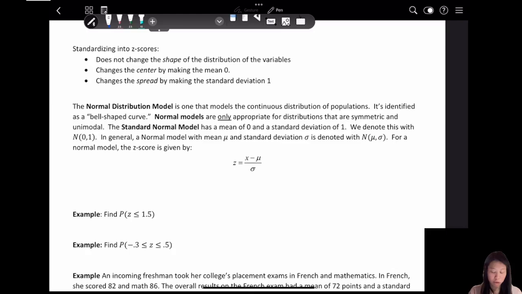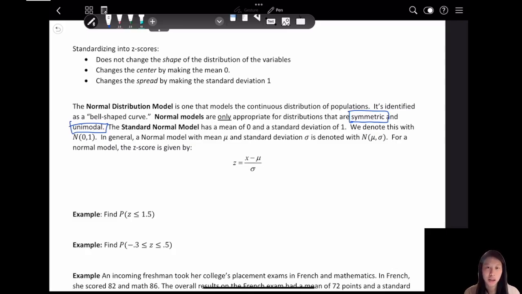Okay, so the normal distribution model is that continuous distribution of a population identified as a bell-shaped curve. Normal models are only appropriate for distributions that are symmetric and unimodal. What is unimodal? That means they only have one peak, which is in the center. The standard normal model has a mean of 0 and a standard deviation of 1. We denote this with N(0, 1).